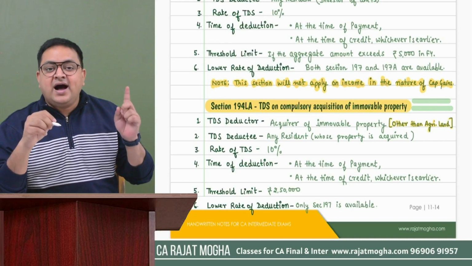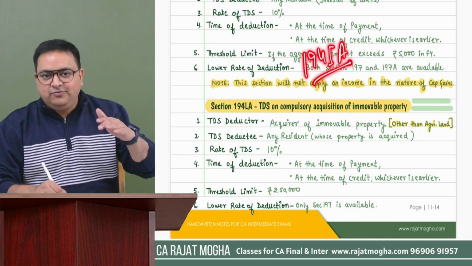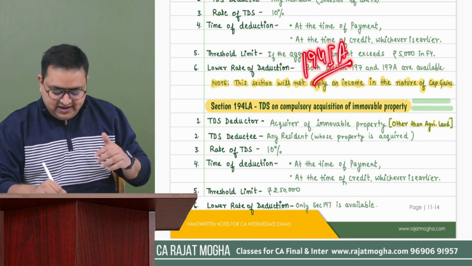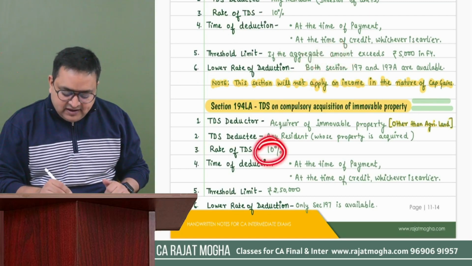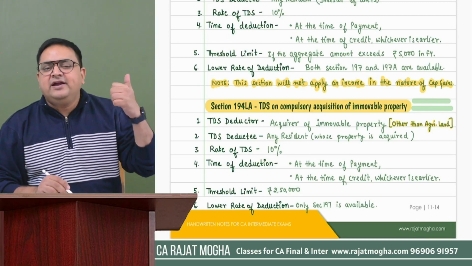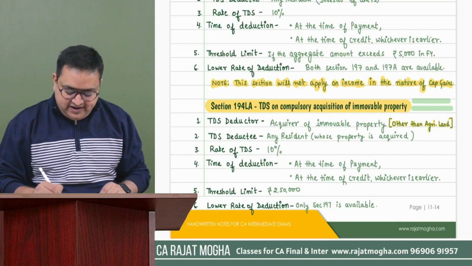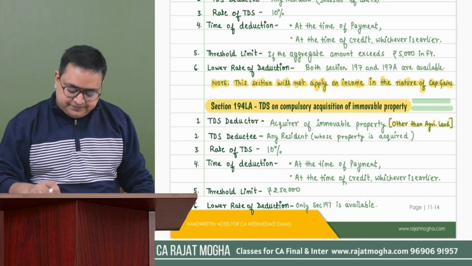In 194IA, how much was the threshold limit? 50 lakh rupees. TDS rate was 1%. Here, the TDS rate is 10%. And for compulsory acquisition, we have a specific section. Please do not apply 194IA in that case. Please apply 194LA in that case, right? 2.5 lakh.